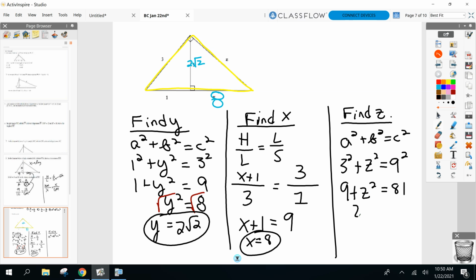You move the 9 over, you get 72, and I'll let you guys do your magic on the square root of 72. You got it. And just a little tip for some of you guys, 9 is not the biggest perfect square. Keep going.